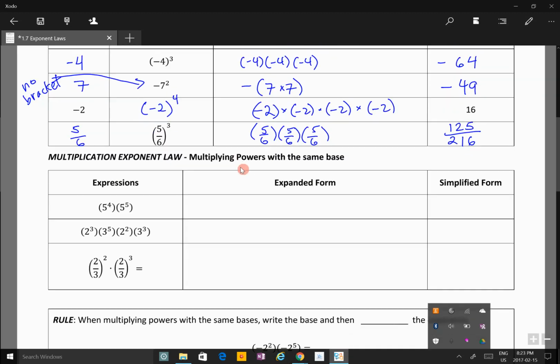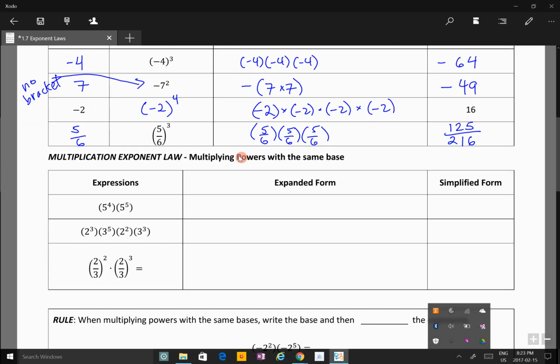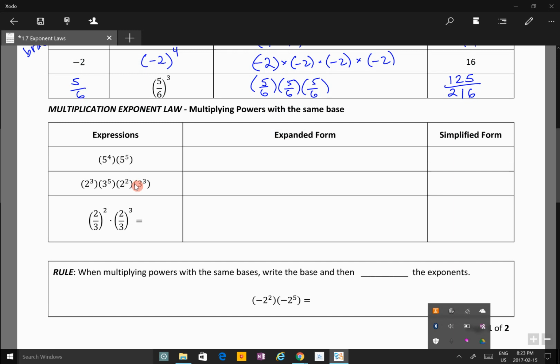Okay, so, well, what does this lead us to have? So let's just try and look at something called a multiplication exponent law. So this is a new law. I'm going to teach you how to evaluate exponents without doing all these expanded forms all the time. But to get to that law, I'm going to just show you what expanded form would look like here.